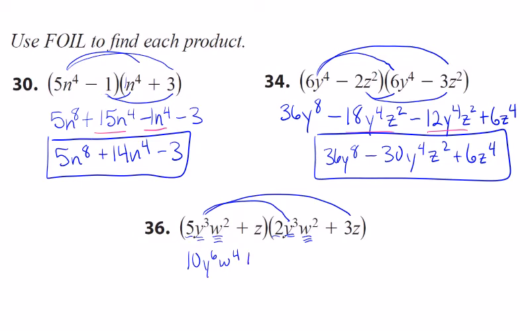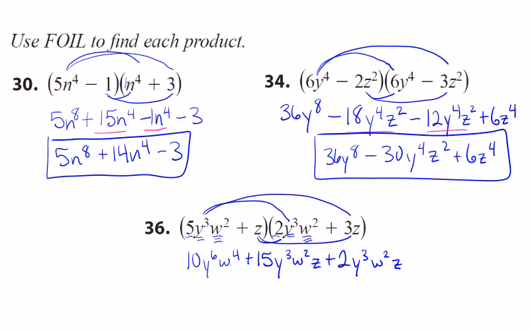5 times 3 is 15. All right, and then here we don't have any like bases, so I'm just going to put my y cubed down, w squared, and then I'm going to tag that z at the end. Okay. All right, so then we have inner times inner. Similar thing here, no like bases. So the 2 is going to come over, y cubed, w squared, and then we'll just tag the z on the end.